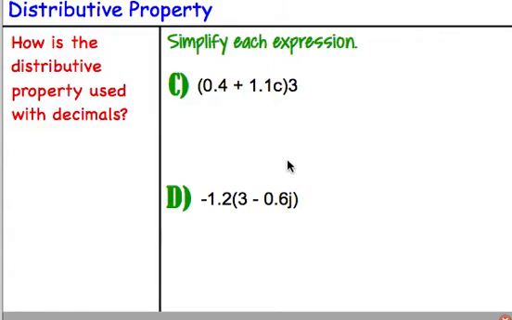The use of the distributive property with decimals. This first one here looks a little bit different, primarily because this 3 is on the back side. But that doesn't matter. If you feel the need to move it to the front side over here, please feel free to, although it is not necessary.